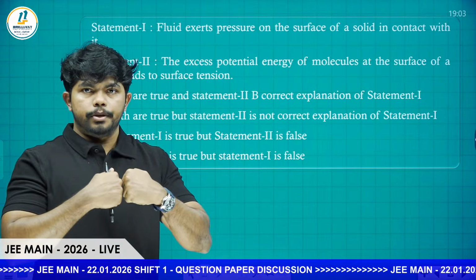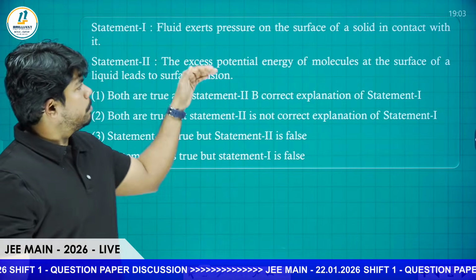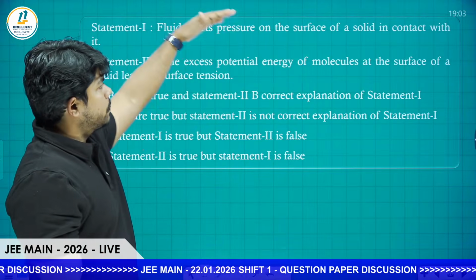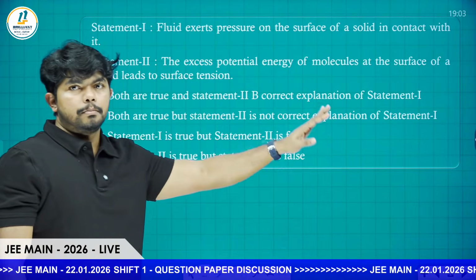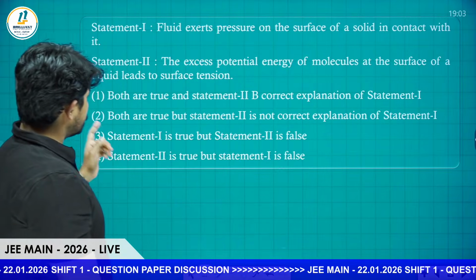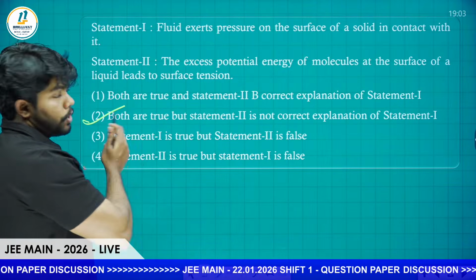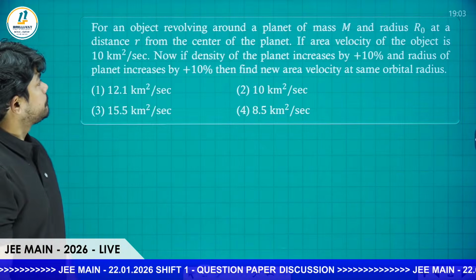That molecule will experience a tighter force, and that is called the surface tension. So both statements are true, but not a correct explanation, because one is talking about pressure, and the other is stating surface tension. So we can say that both are true, but not the correct explanation. So the second option will be the correct one. Okay, so moving on to the next one.